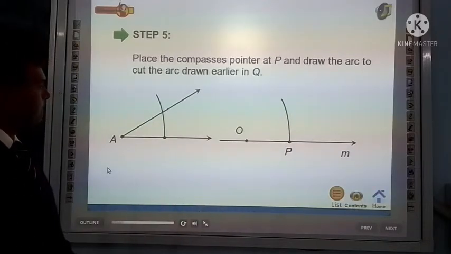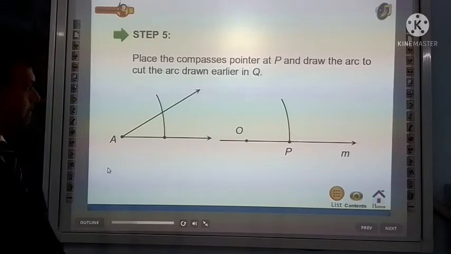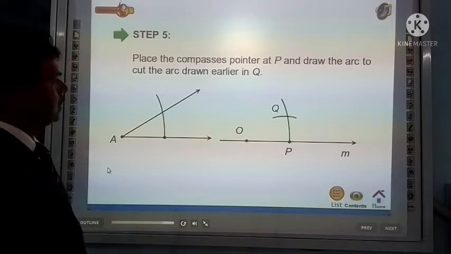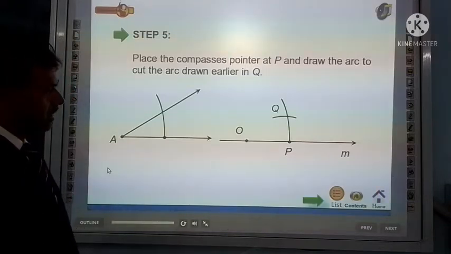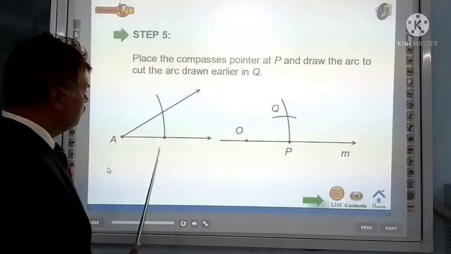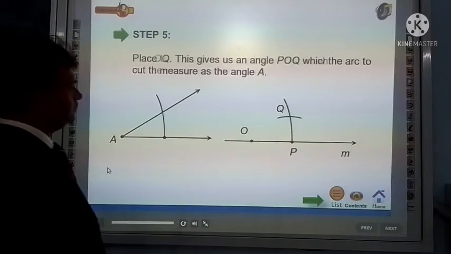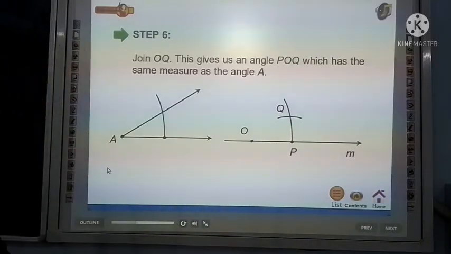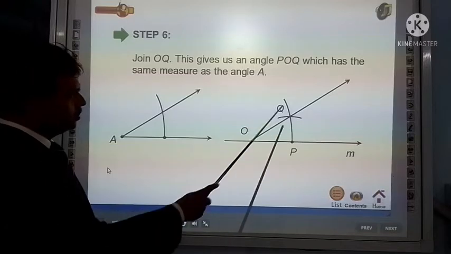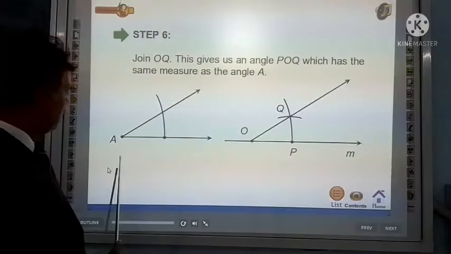Step 5. Place the compasses pointer at P and draw an arc to cut the arc drawn earlier at Q. Cut an arc PQ which is equal to BC and join O to Q. Step 6. Join OQ. This gives us an angle QOP which has the same measure as angle A. QOP is the same as angle A.